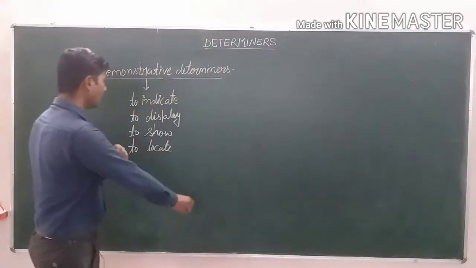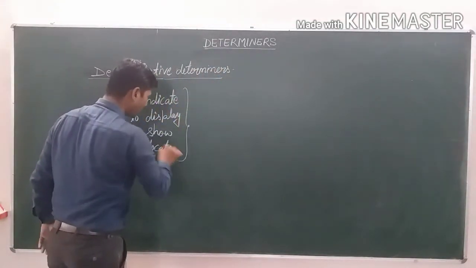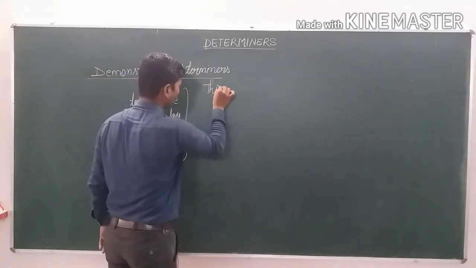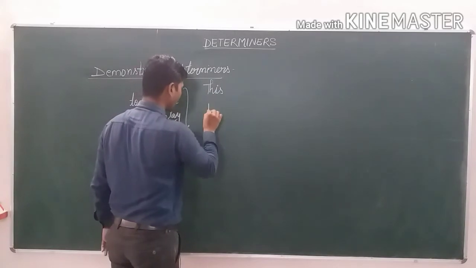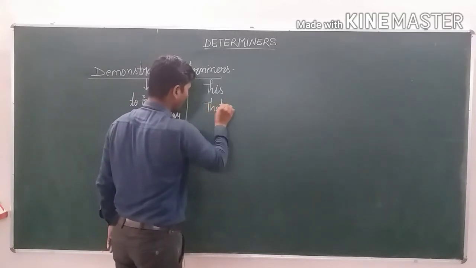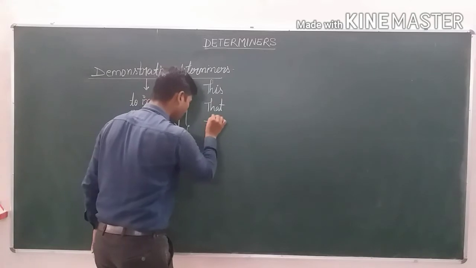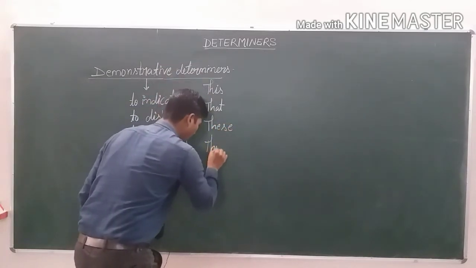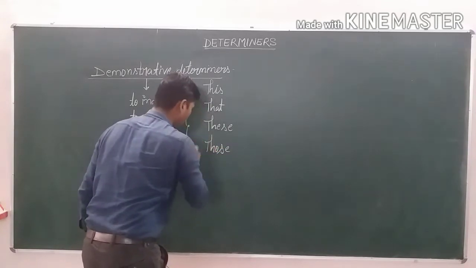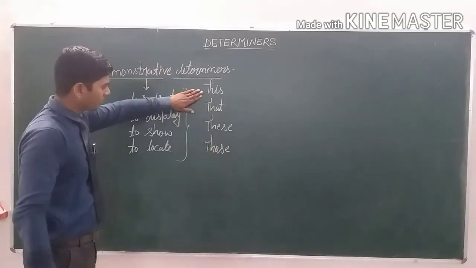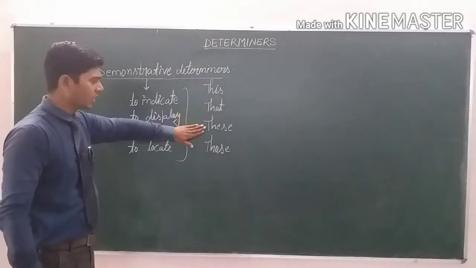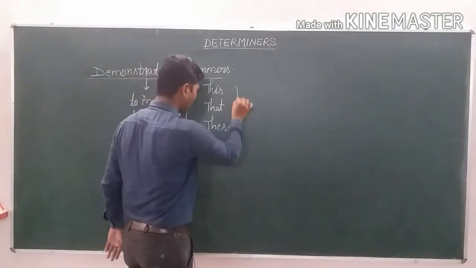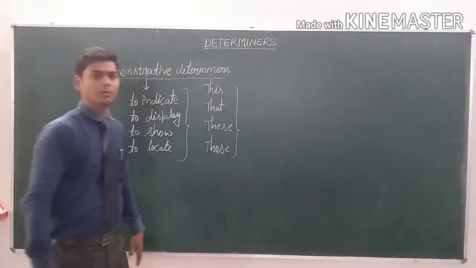Okay, under this there are four determiners. First one is this, next is that, these, and those. Okay, this, that, these, and those. These are demonstrative determiners.